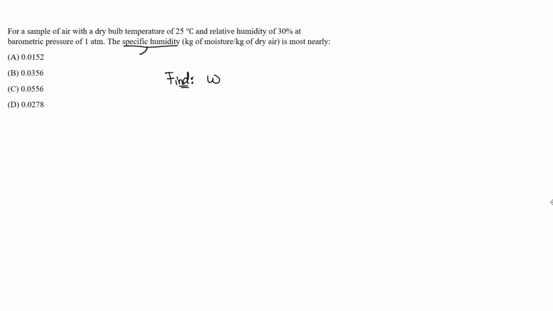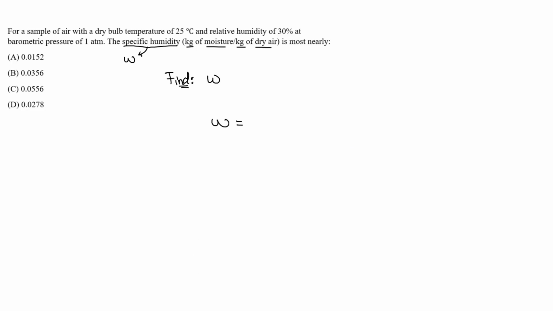So in my last solution, I made a mistake. I said that the relative humidity is omega, but the relative humidity is going to be our phi value. So that's important. Our specific humidity is our omega. And it's going to be the mass of water vapor per mass of the dry air. So we're finding the kilogram of moisture per kilogram of dry air. We're finding this omega.